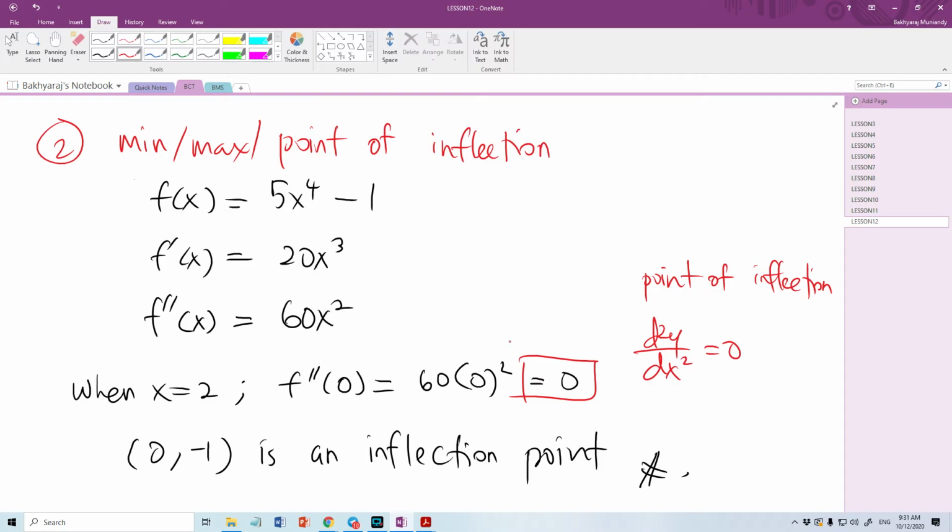Sorry, apa lagi sekali? X sama dengan 0. Ya, x sama dengan 0. Oh, ya, betul lah. Yeah, very good. Thank you for the correction. Betul betul betul. Yeah, sometimes so excited to write tertinggal pula benda-benda macam ni. It's actually supposed to be x equals 0, bukan x sama dengan 2. Okay, thank you for the correction.